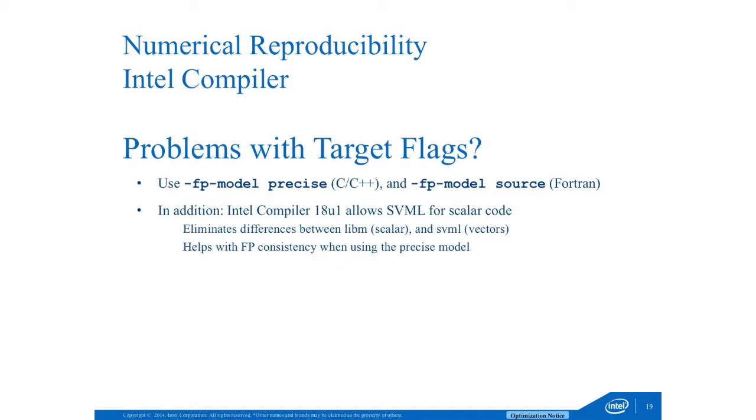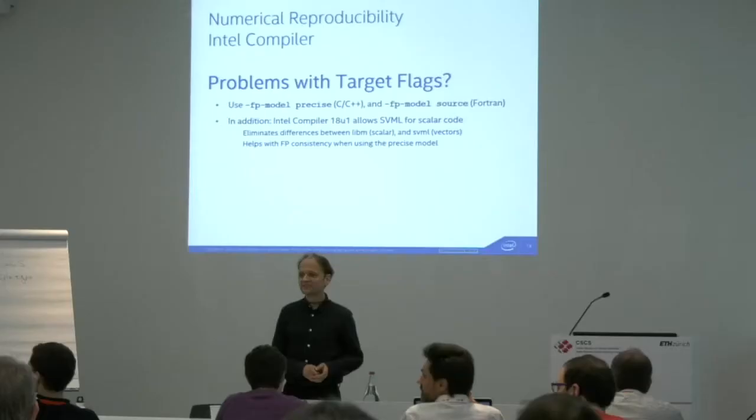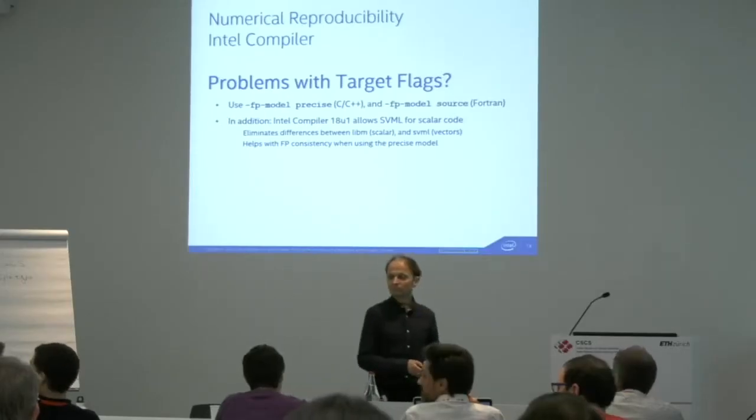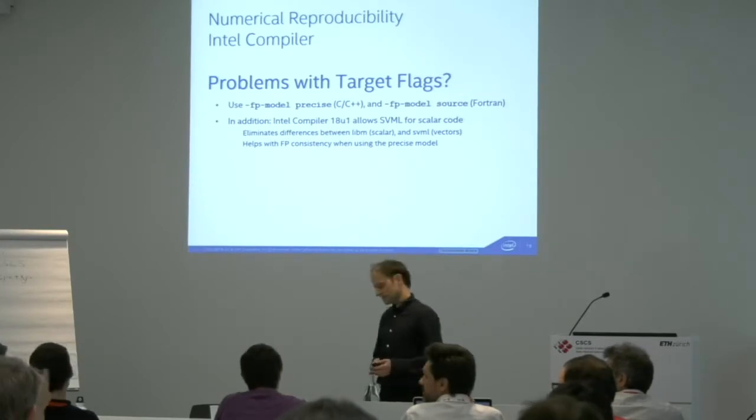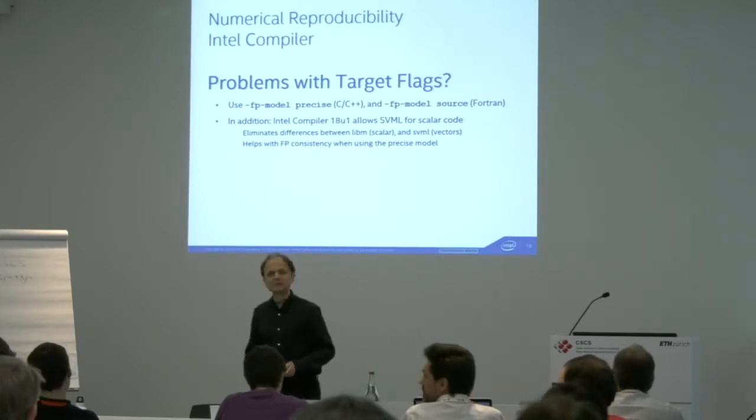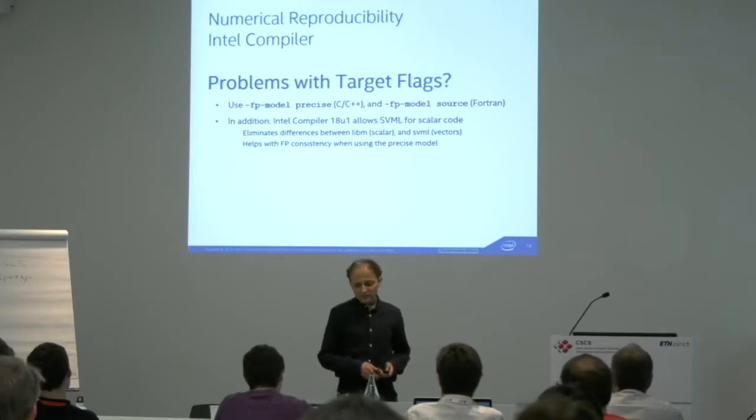There's the question. I think that's the default behavior on GCC. So you assume that floating point operations are not commutative. That's true. That might be true.